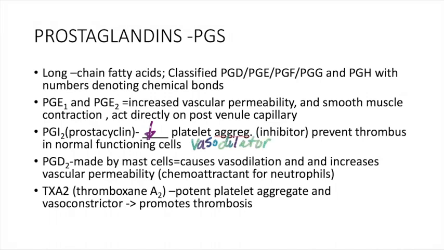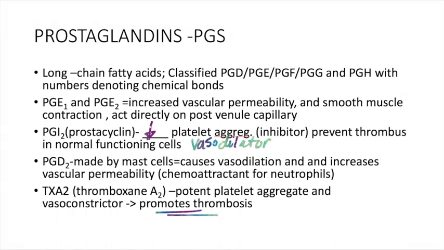Next up is PGD2. This is made by mast cells, causes vasodilation and increases vascular permeability. It is also a chemoattractant for neutrophils. Thromboxane A2, this is a potent platelet aggregant and vasoconstrictor. This one promotes thrombosis. So if you have thromboxane A2, you are promoting thrombosis.